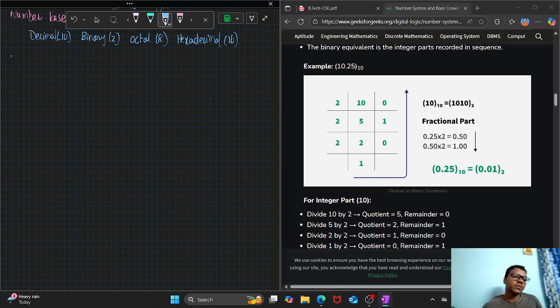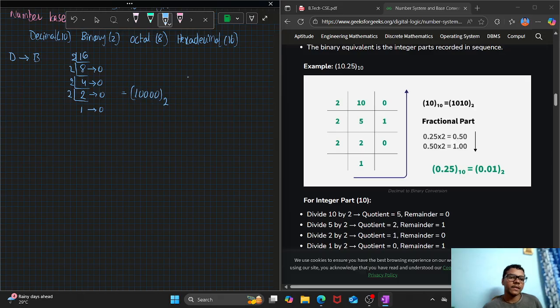Decimal number system to binary number system. Let's say we got 16. How do you convert to binary? You just divide it by 2 repeatedly. 2 8s are 16, remainder 0. 2 4s are 8, remainder 0. 2 2s are 4, remainder 0. 2 1s are 2, remainder 0. So 10000. That is the binary representation.